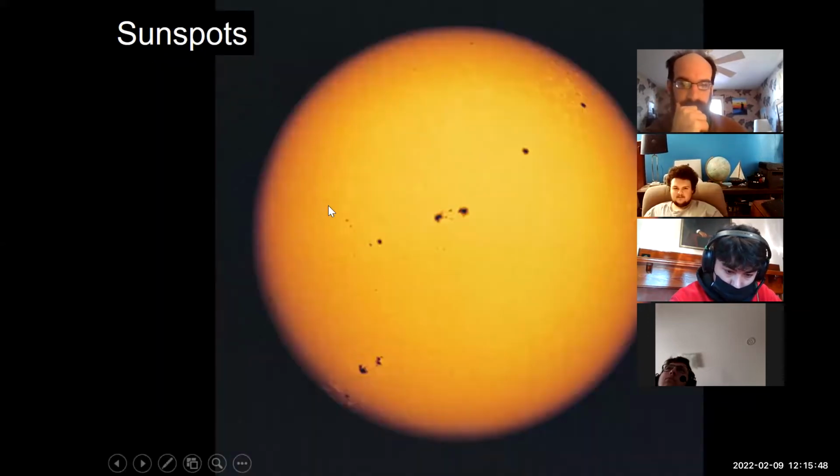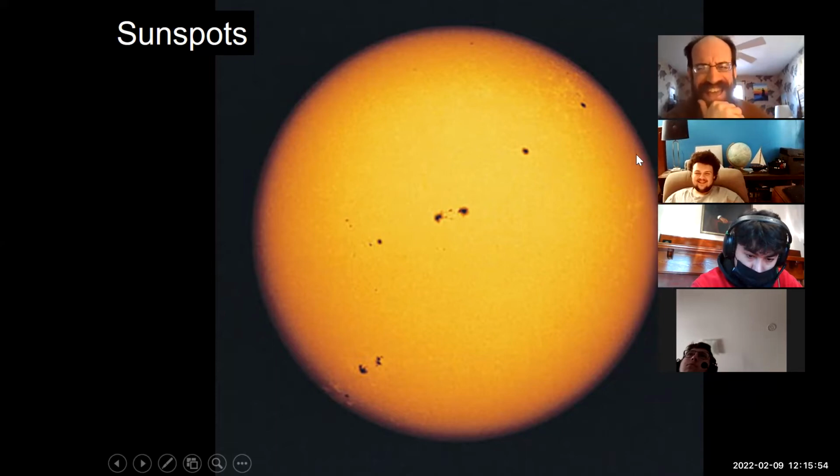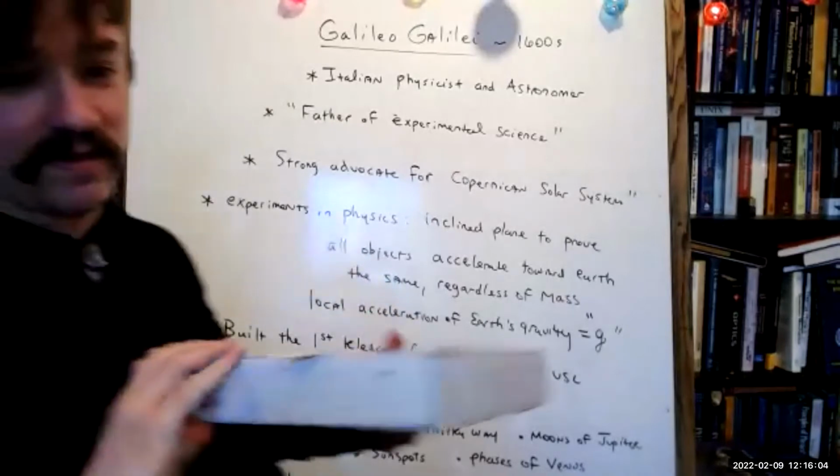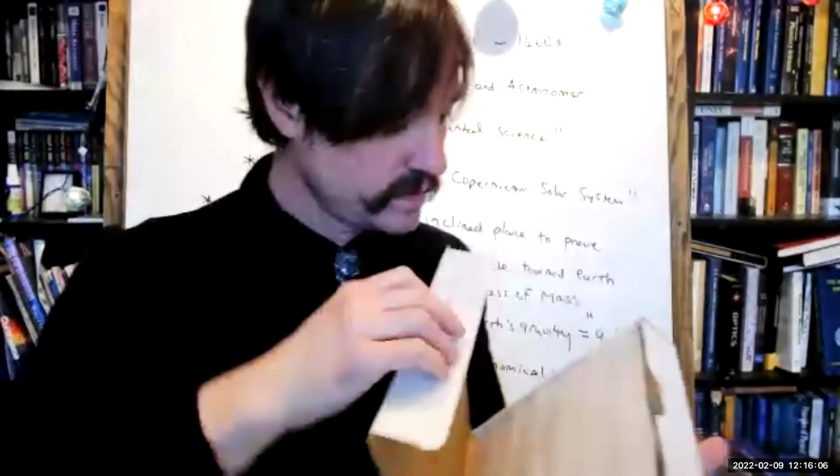Now, the next observation cost Galileo his eyesight. Never point your telescope at the sun. That's rule number 1, at least not without a trained professional. I actually can point my telescope at the sun because I have something called a white light solar filter. I just happened to notice that my white light solar filter was sitting here.